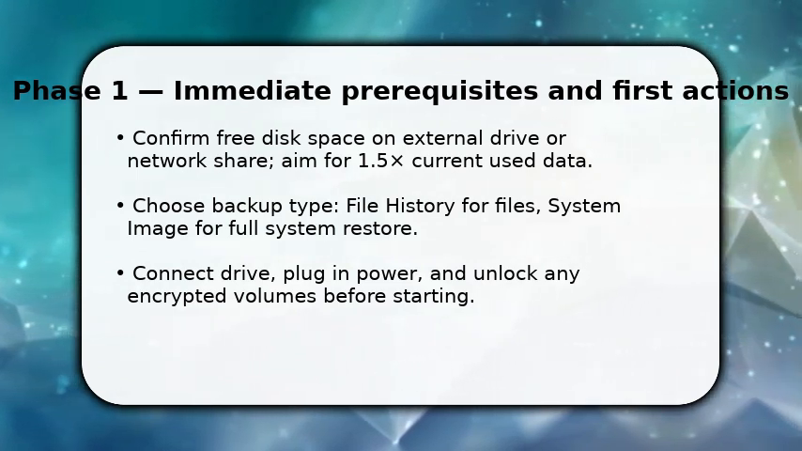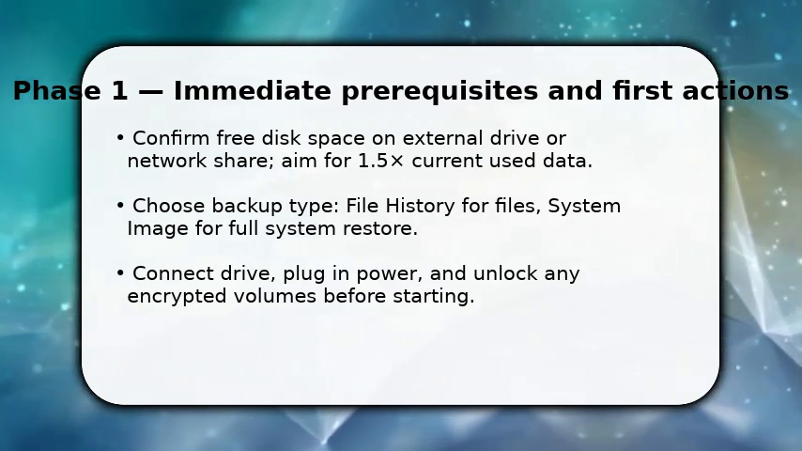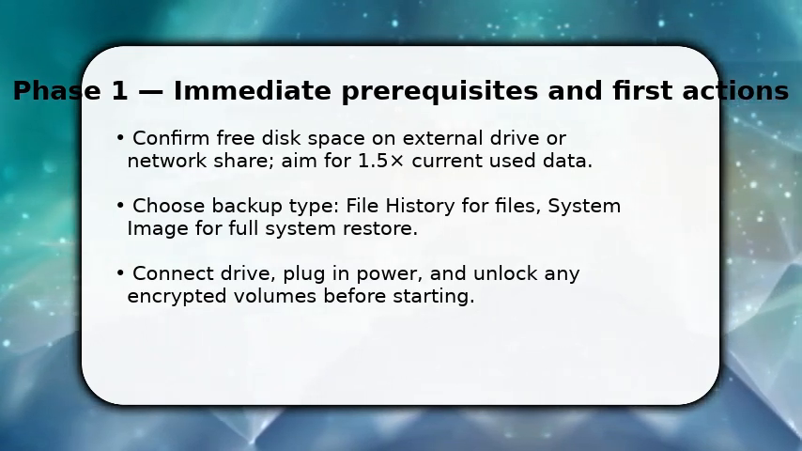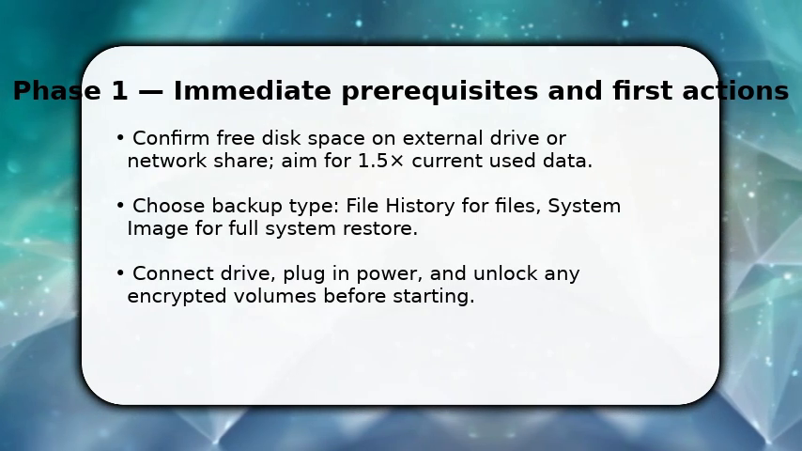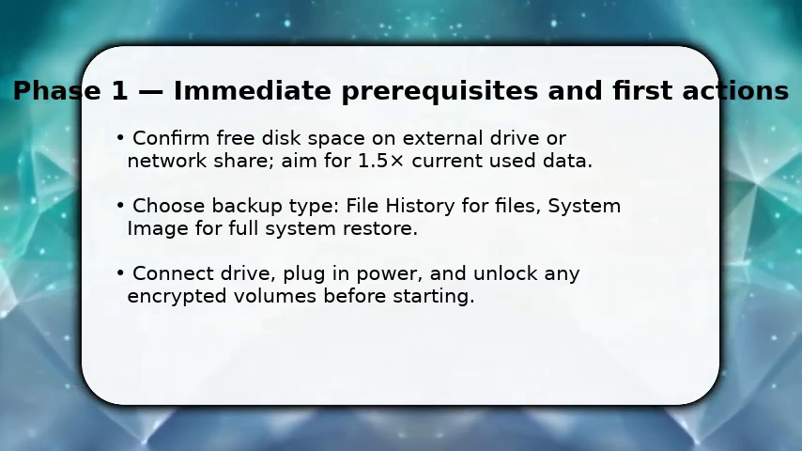Open settings, then update and security, then backup. Select file history or go to backup and restore Windows 7 for a system image. Pick what matches your needs. Once done, click Add a drive or create a system image and proceed to the next configuration step.